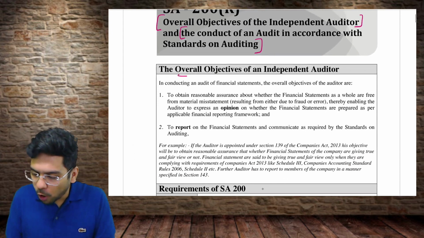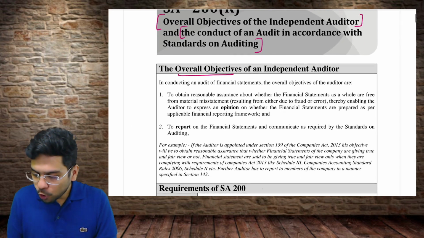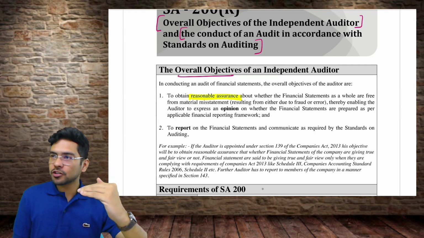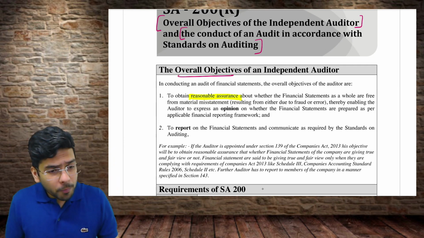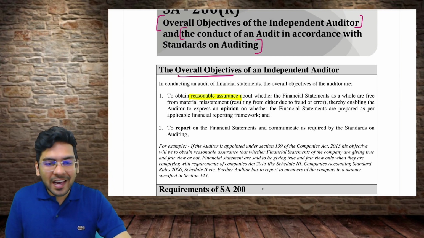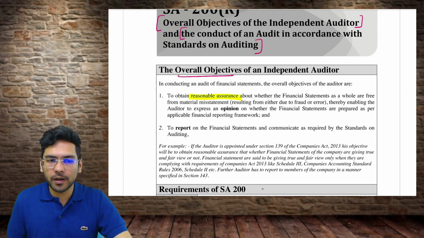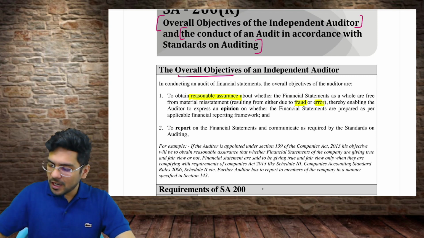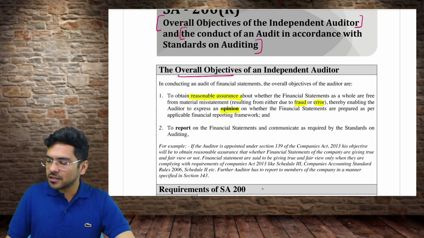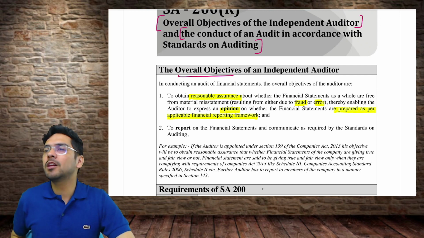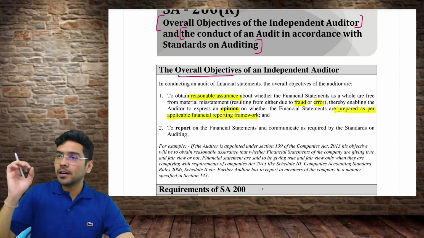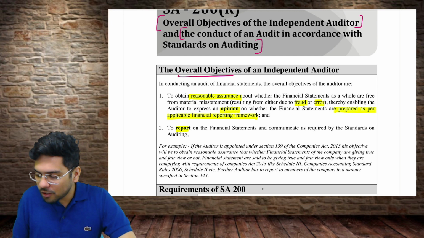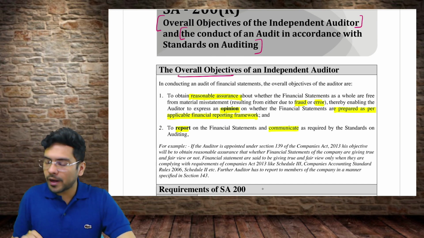Okay, so let's quickly go through the objectives of the independent auditor. It says to obtain reasonable assurance. Do you understand the word reasonable assurance now? It's a high level of assurance but not absolute. So, to obtain reasonable assurance whether the financial statements as a whole are free from material misstatement, and you all know misstatement can happen either due to fraud or error, thereby enabling the auditor to express an opinion whether the financial statements are prepared as per the applicable financial reporting framework. So he gives an opinion, and do you think he gives a verbal opinion or he comes up with an audit report? Right. And to report on the financial statements and communicate as required by the Standards on Auditing.